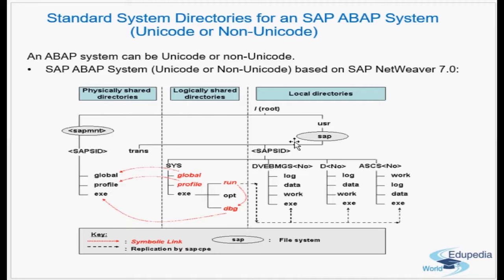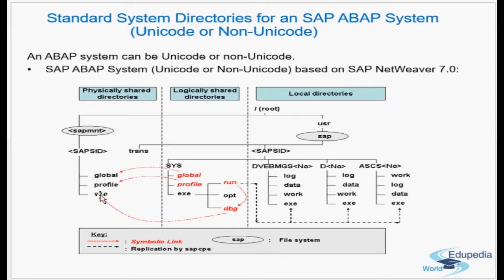Now, USR SAP SID has this. For each application server we have one subdirectory. This is the central, the primary application server, and these are the other additional application servers, and this is the central services one. For each application server we have four major directories: log, data, work and exe. These are common across each instance and the central services directory. In the sys we have global, profile, exe. So these three, global, profile, exe, are the same here also.